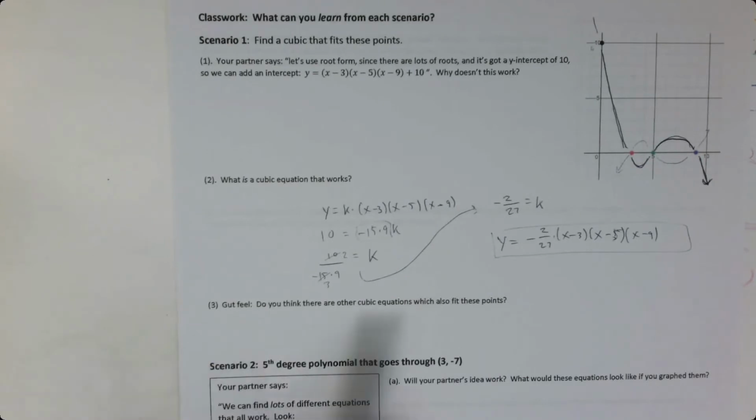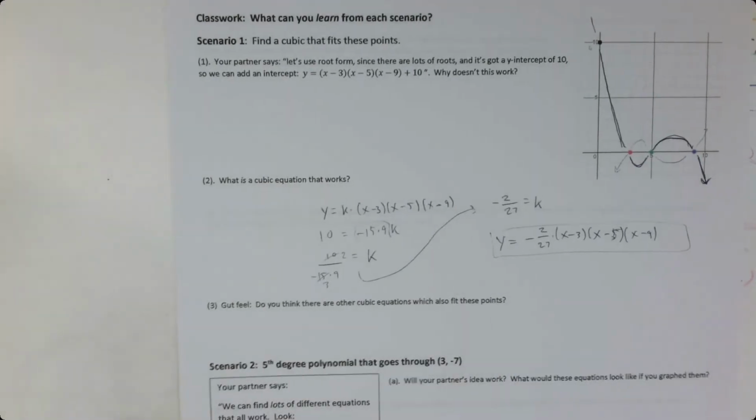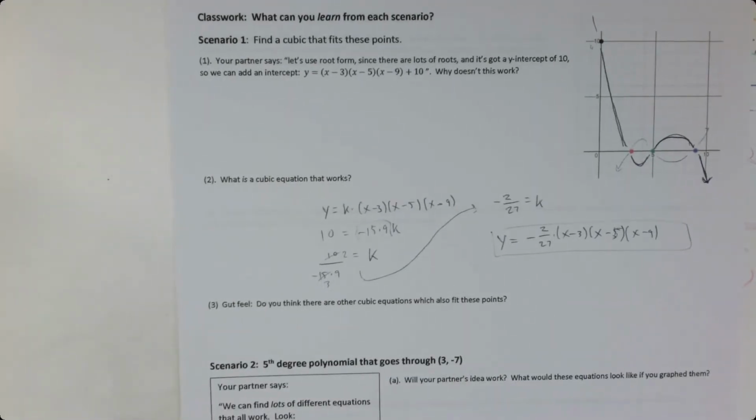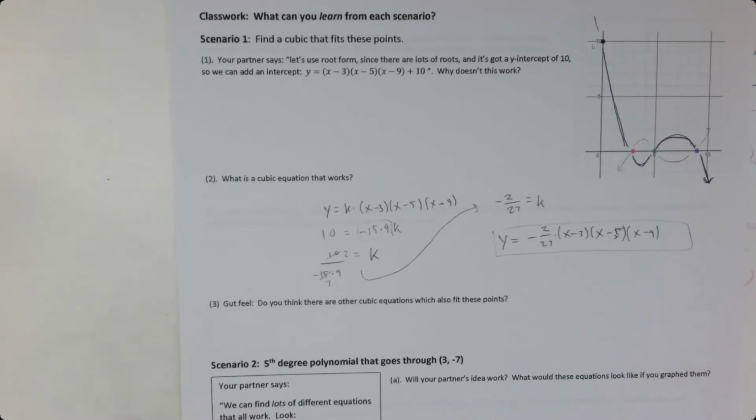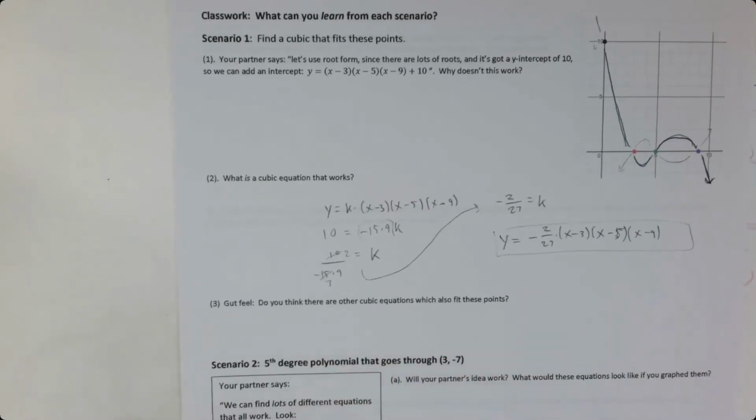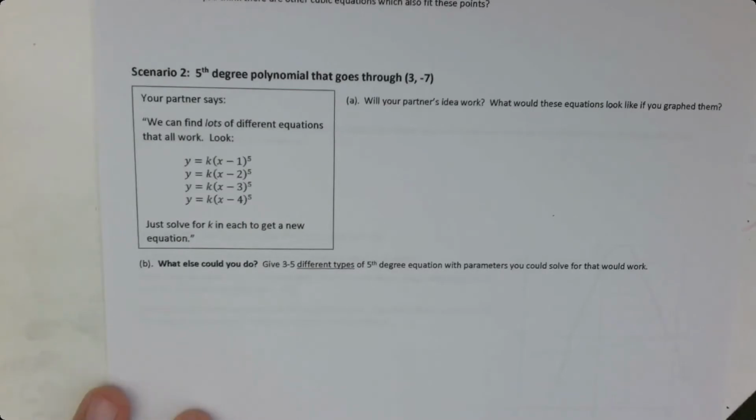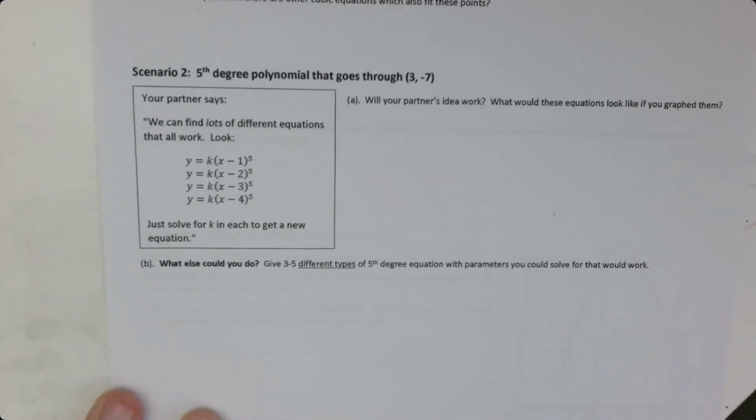We'll think more later about how you can think about this question a little bit more rigorously, but I just wanted you to start developing a feel for these things, and this is part of developing the feel. All right. Fifth degree polynomial that goes through 3, -7.